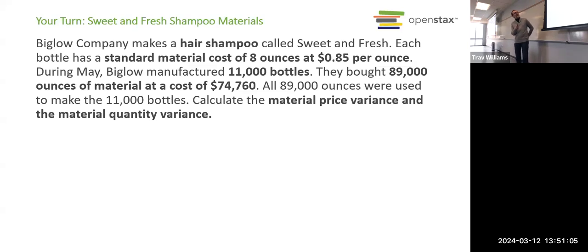But in this case, we're going to have to figure out what's the actual amount of material that they used. Actually, we don't have to figure it out because it tells us they used all 89,000 ounces that they bought. So we know their actual quantity was 89,000 ounces. And the actual cost was 74,760.